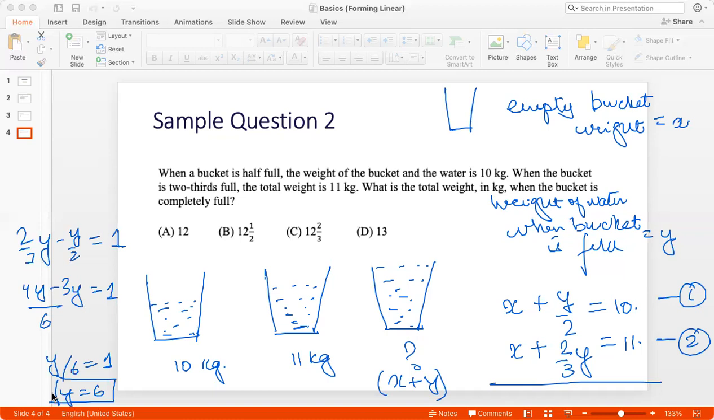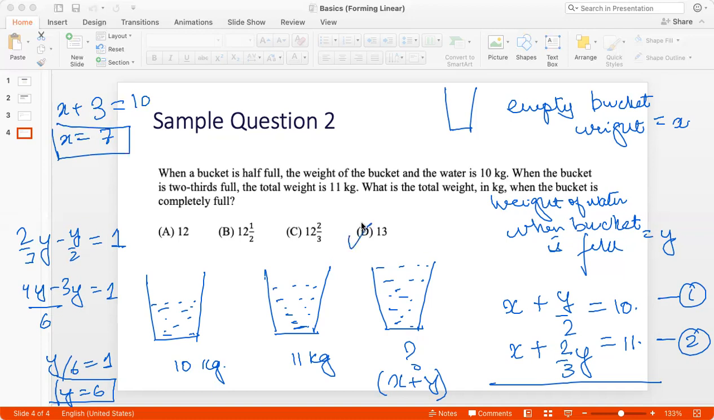We have y. What is x? We can use equation 1. x plus y by 2, 6 by 2 is 3, is 10. So x is 7. The weight of the empty bucket is 7. So what is the total weight of the bucket and the water when the bucket is full? It's x plus y, 7 plus 6, 13, option D.